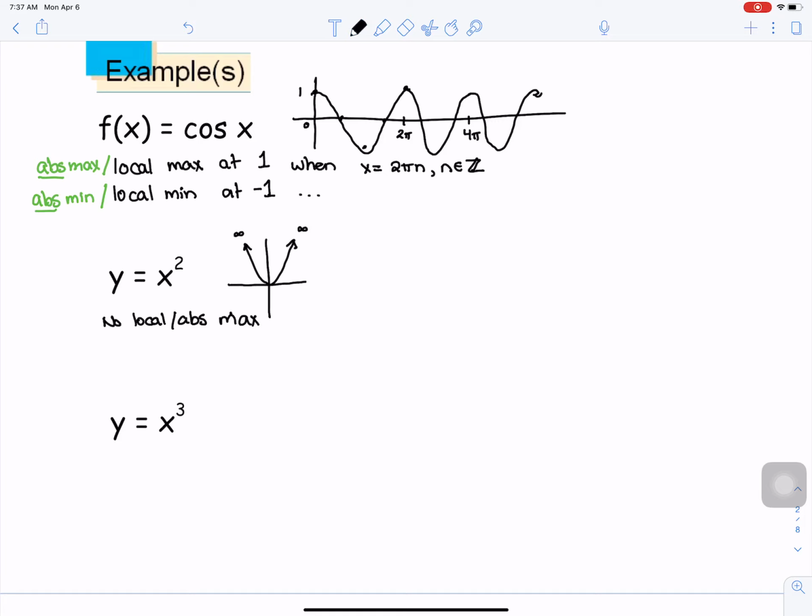Now you can see there's a point here where the derivative is 0. We can see that that's a low point on the graph. So there's a local min at 0, 0. But in this case, this also ends up being our absolute min because it's the lowest point on the entire domain of the function.